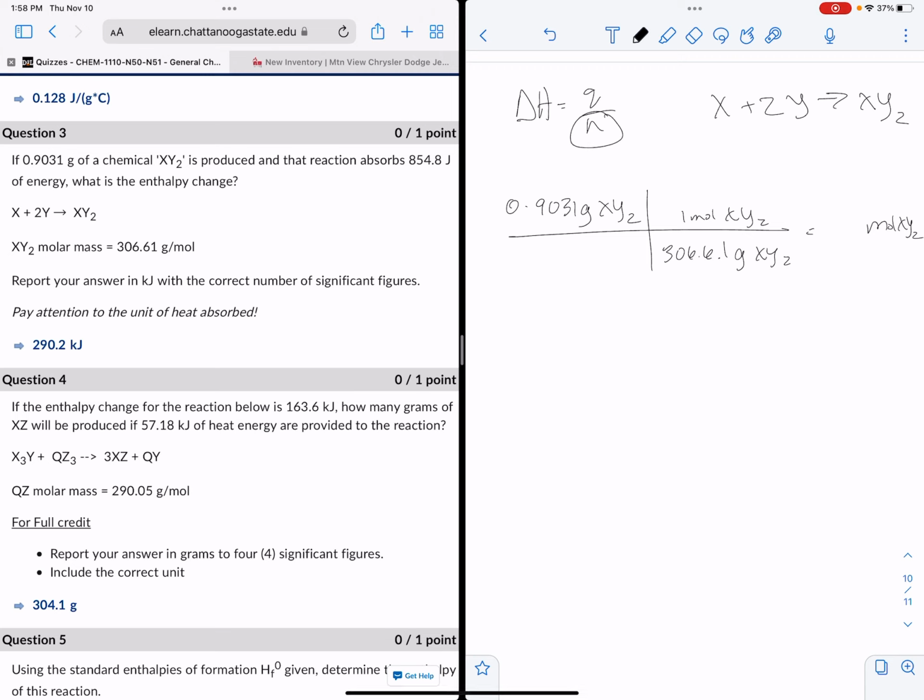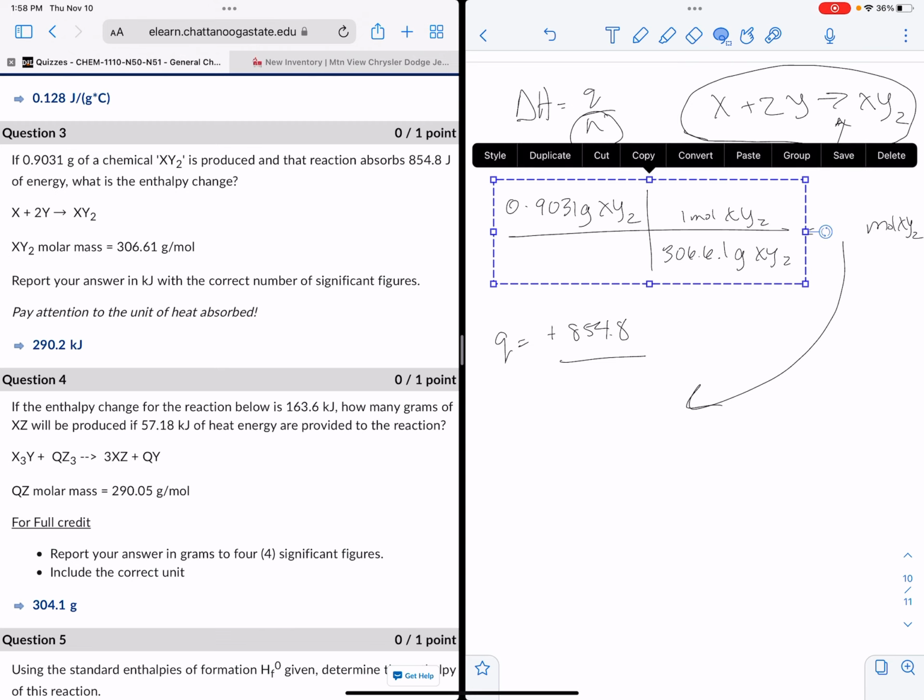And I also need to know Q. And it says the reaction absorbs. So that's plus 854.8. So this is the whole reaction that's absorbing. So what it means is this entire thing as a whole is absorbing. And it's also good to note that there is a 1 there. So that's also always helpful. But as a whole, that's what the reaction is doing. So what we can say is that we have that many Qs divided by this many moles. So I'm going to copy and paste this down.